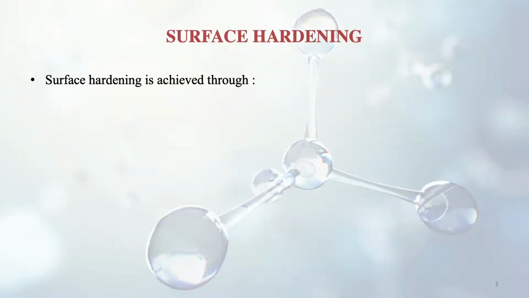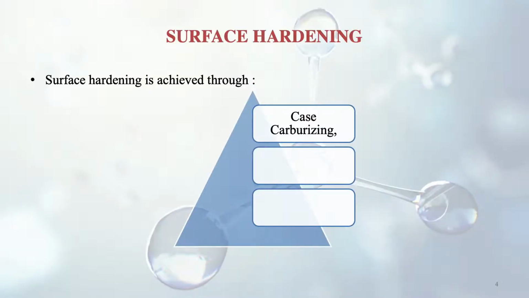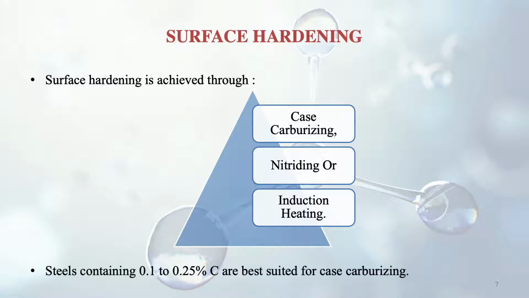Surface hardening is achieved through processes, and there are basically three mentioned here. The first is case carburizing, the second is nitriding, and the third is induction heating. Steels which have a carbon content of around 0.1 to 0.25 are best suited for case carburizing. So if the carbon content in steel is 0.1 to 0.25, we will go in for case carburizing.